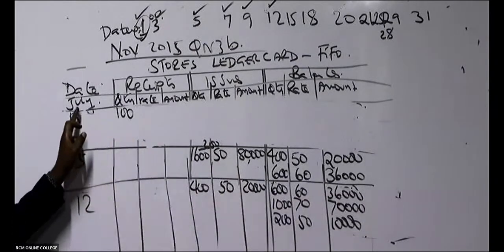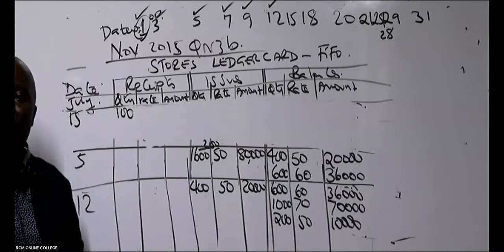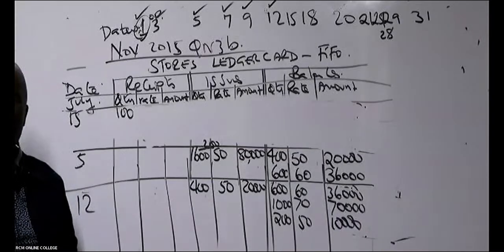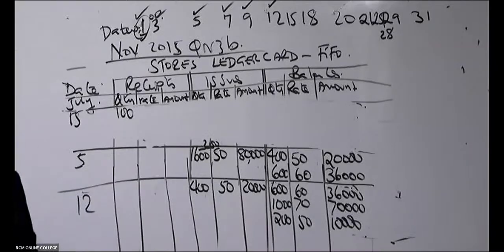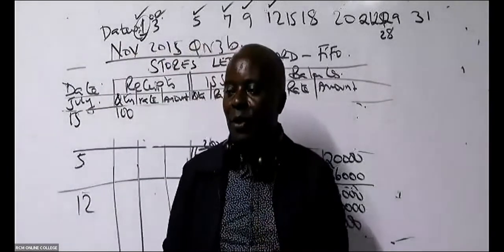Now remember, we are in the month of July. So in this month, they are very old stock items we had issued in the month of June. They were how many units? They were 100, isn't it? And on that date, we had issued them at what rate? So when they come back, we should receive them at which rate?